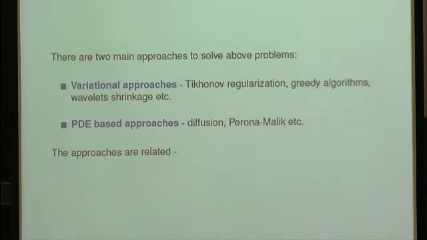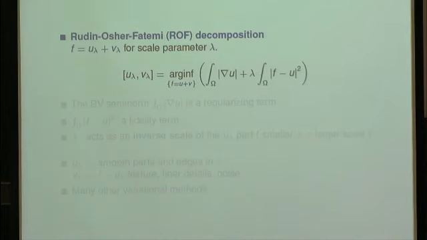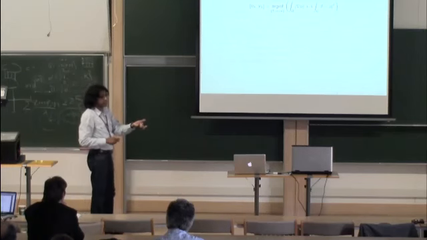Okay. So there are many approaches to solve these denoising, deblurring, etc. problems. Of course there are many, but today we will talk about variational approaches, Tikhonov regularization, greedy algorithms, etc. PDE based approaches, diffusion, Perona-Malik, and so on. So these approaches are of course related, and here is the famous Rudin-Osher-Fatemi decomposition, where f is given to you, f is a given image, and you want to basically denoise. So the original intention was to denoise this image, get an image u lambda, and v lambda is the supposedly the noise.